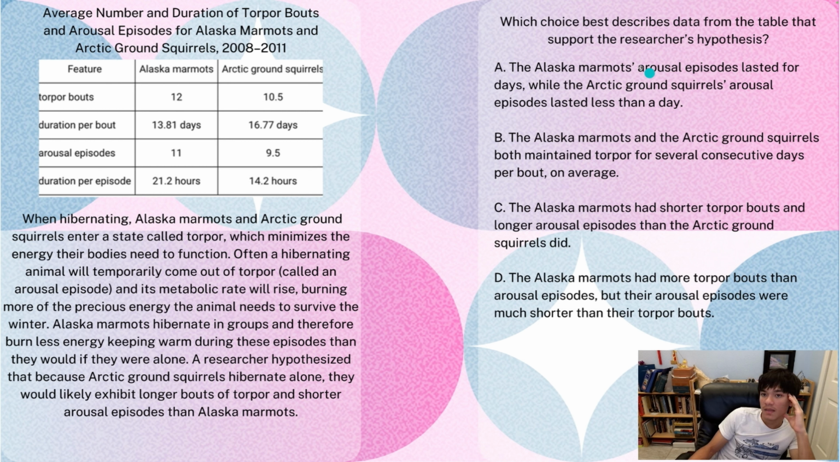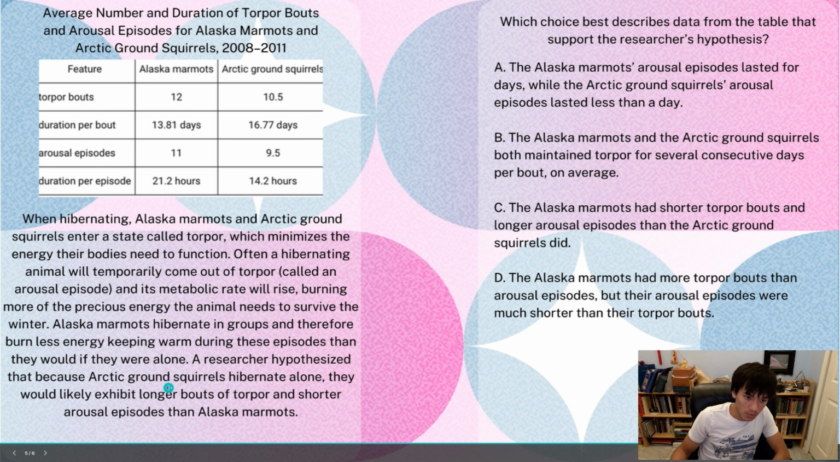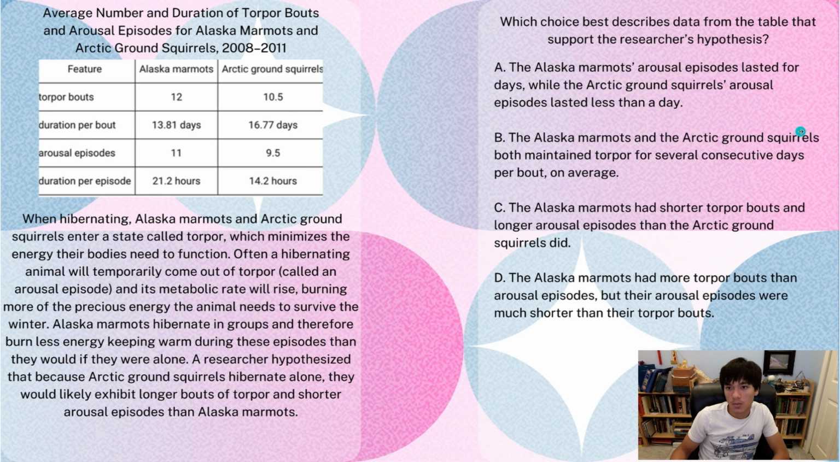Obviously, we're looking for data that supports the researcher's hypothesis, and the table is talking about average number and duration of torpor bouts and arousal episodes for Alaska marmots and Arctic ground squirrels in this 3-year period of time. Okay, so let's see which one would support that. We're looking for one where it shows that Arctic ground squirrels have longer bouts of torpor and shorter arousal episodes than Alaska marmots. Okay, so the Alaska marmots arousal episodes last for days, while Arctic ground squirrels arousal episodes lasted for less than a day. Okay, so let's see that.